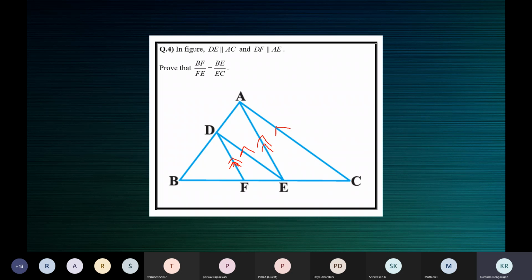Okay, so in triangle ABE, AE is one side. The other two sides are AB and BE. F is the point of division on BE. D is the point of division on AB. So again, the proportion BD by DA is equal to BF by FE. All right, I think you got it.